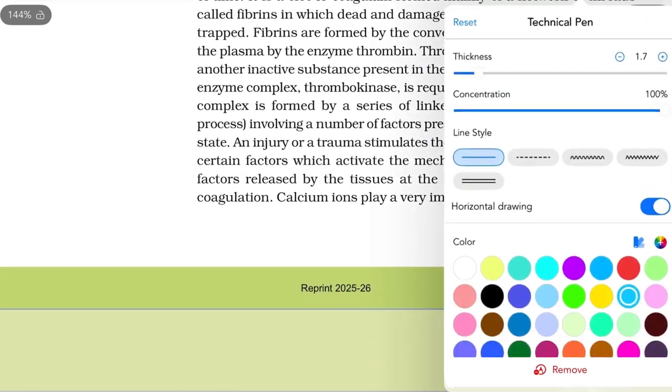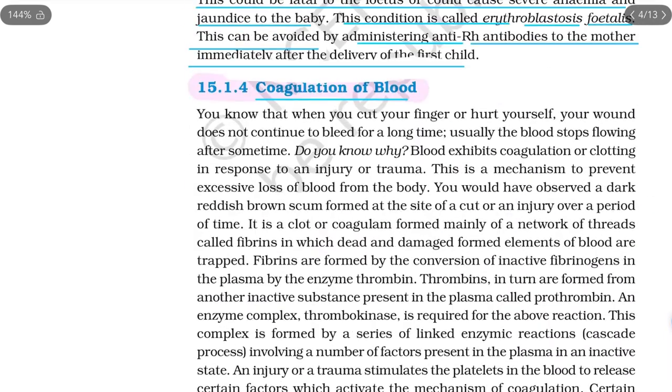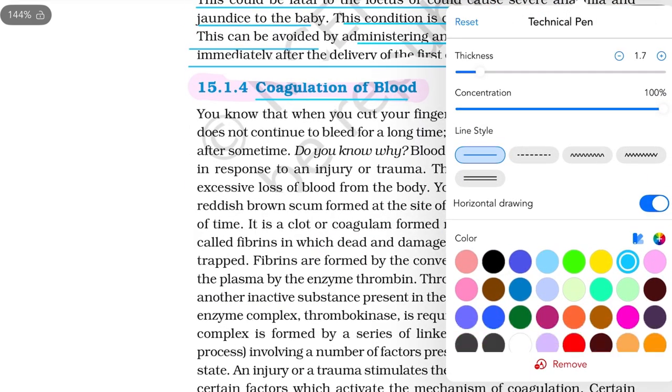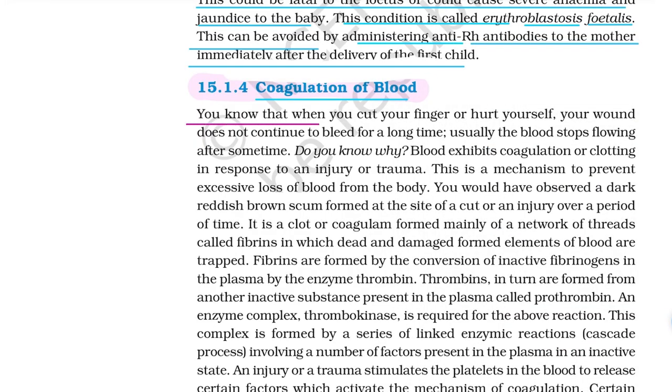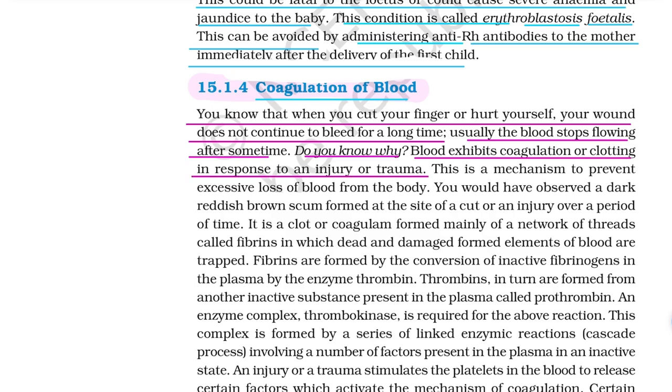Next is coagulation of blood. You know that when you cut your finger or hurt yourself, your wound does not continue to bleed for a long time. Usually the blood stops flowing after some time. Do you know why? Blood exhibits coagulation or clotting in response to an injury or trauma. This is a mechanism to prevent excessive loss of blood from the body.